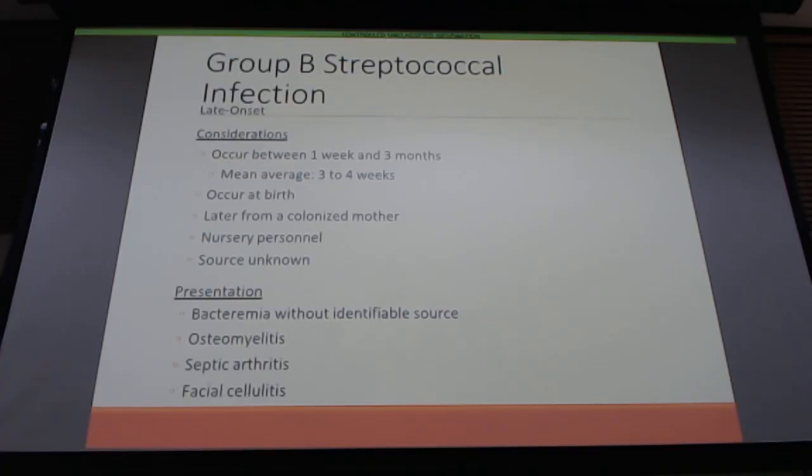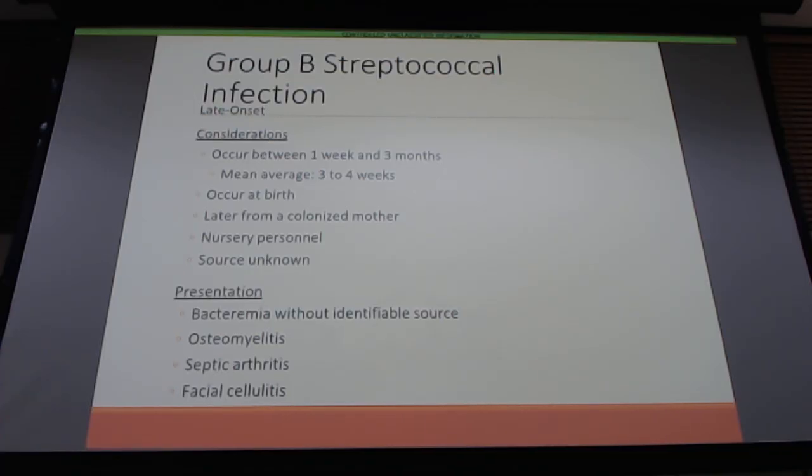Okay. Late onset is usually a week to about 90 days, 2 to 3 months, with a mean average of 3 to 4 weeks. Usually these babies are a little bit stronger already. This one is kind of questionable as to whether they did or did not get it from mom, because they've gone for such a longer period without demonstrating signs and symptoms.